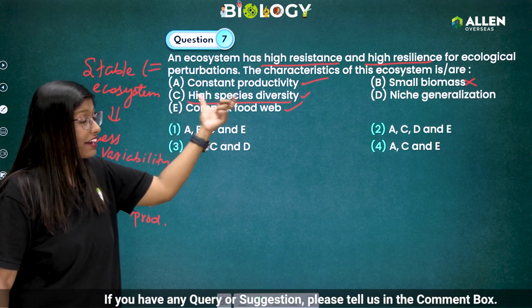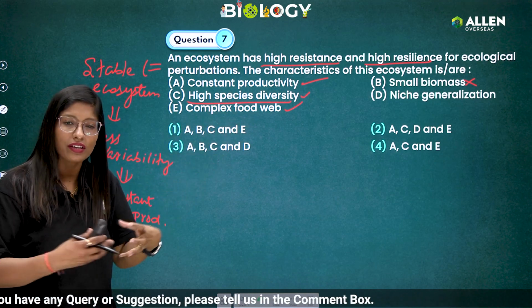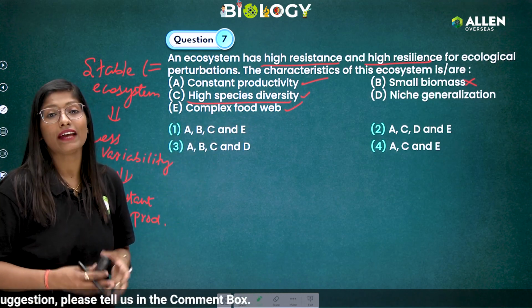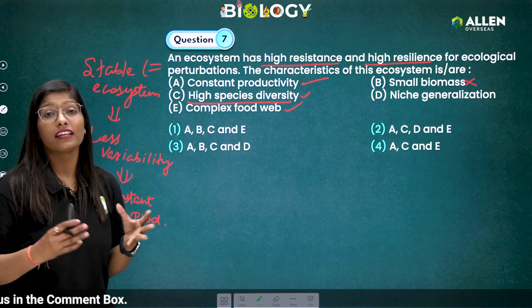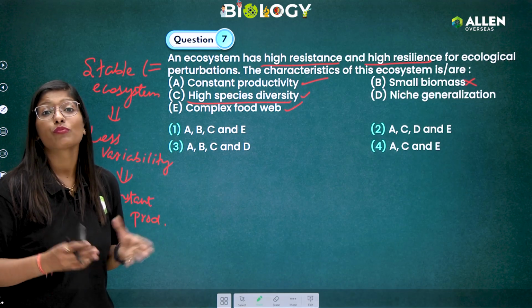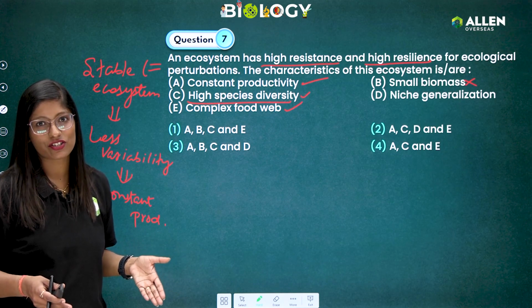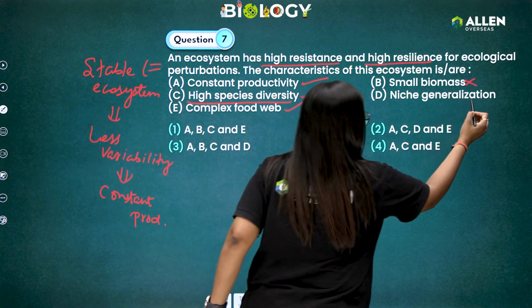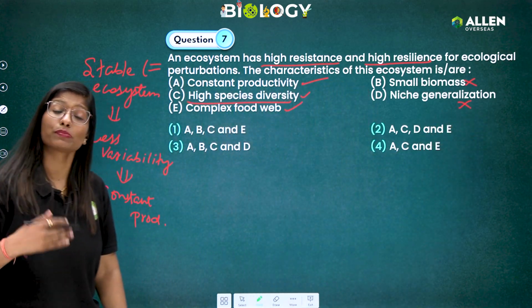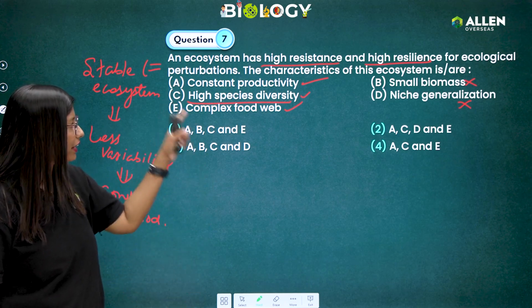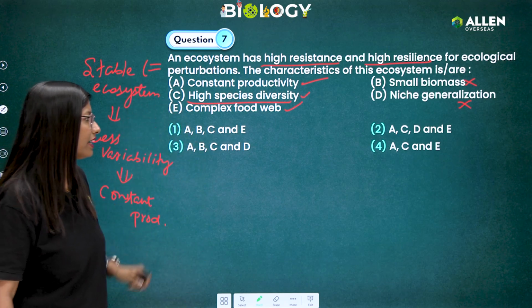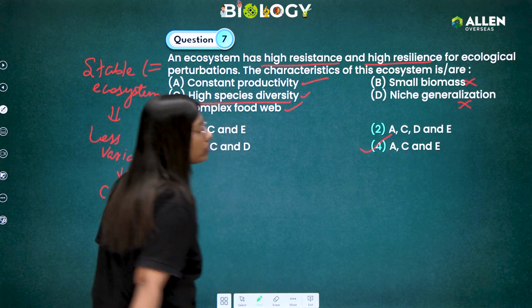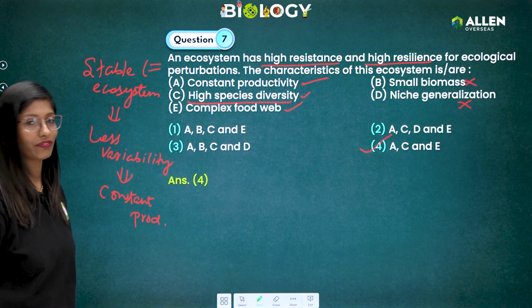Now when I'm saying high species diversity, it means there are chances of more competition. And when the competition is more, the niche becomes more specialized, not generalized. So therefore, niche generalization will not take place, niche specialization will occur. So the correct options are option A, C and E, and your answer becomes option number 4. Okay, so fourth will be the answer.